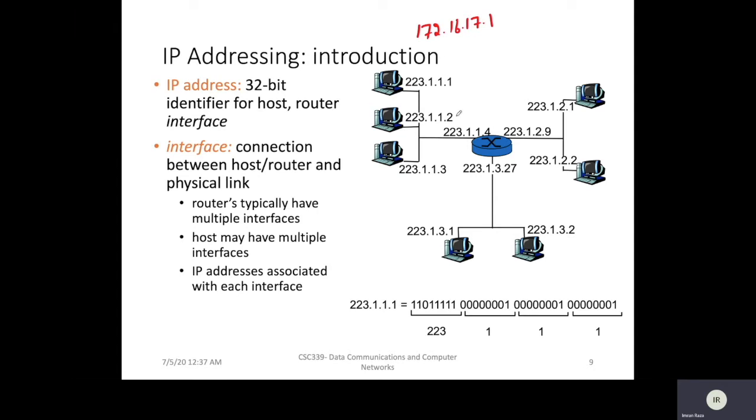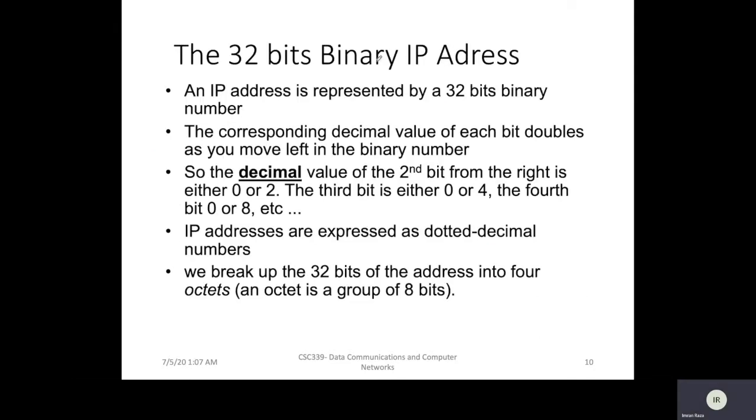Okay, so we can clearly see that this 32-bit number has 4 octets. This is 1 octet, 8 bits, another octet, third octet, and we have 4 octets, and each octet represents a decimal number for our convenience.